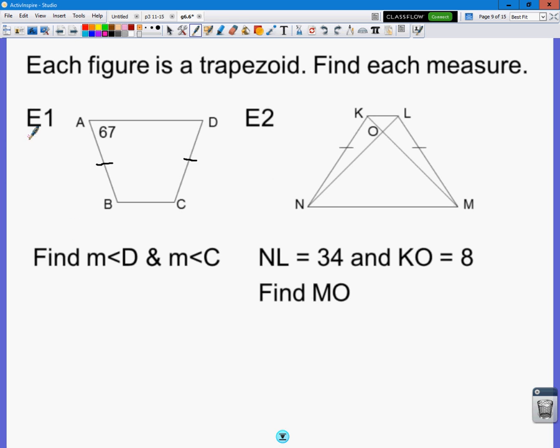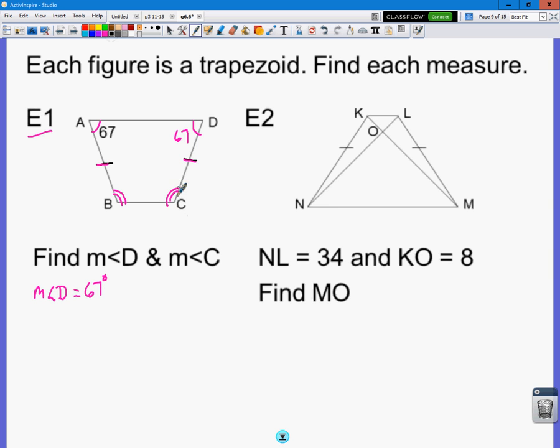So, example 1. They did not mark this as being an isosceles trapezoid. It needs to be marked. If it's not marked, you can't do this particular question. If ABCD is an isosceles trapezoid, A is the same as D, and B is the same as C. So if angle A is 67 degrees, angle D is also what? 67. So that's one of the pieces they're asking me to find. The measure of angle D is 67 degrees.